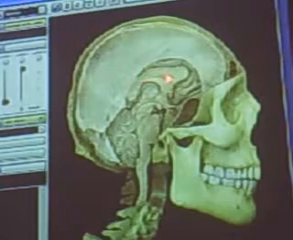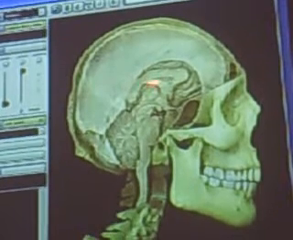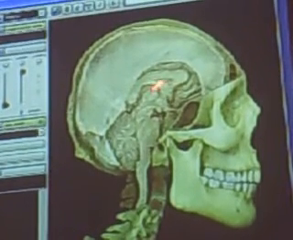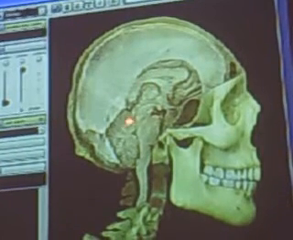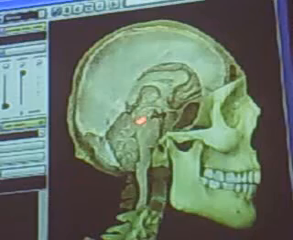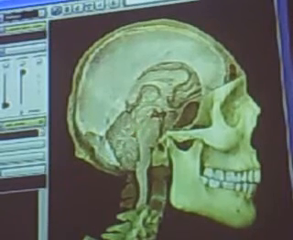Now, what's below the fornix and above the thalamus right there? Third ventricle. Down here's the fourth ventricle between the brainstem and the cerebellum.